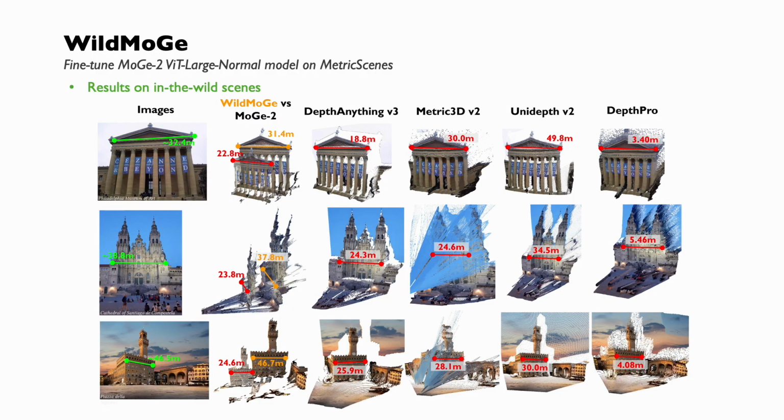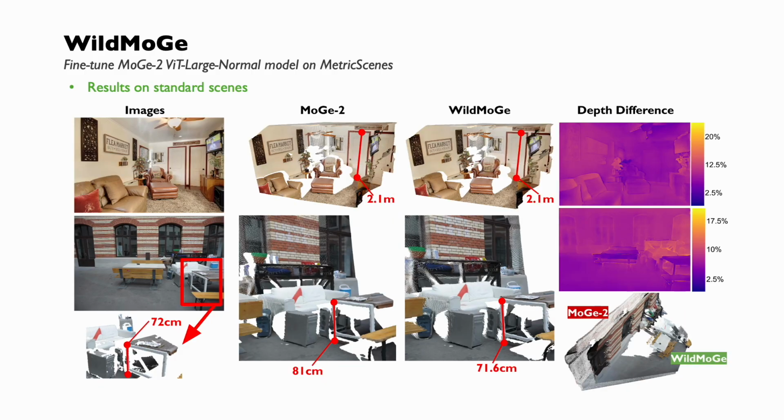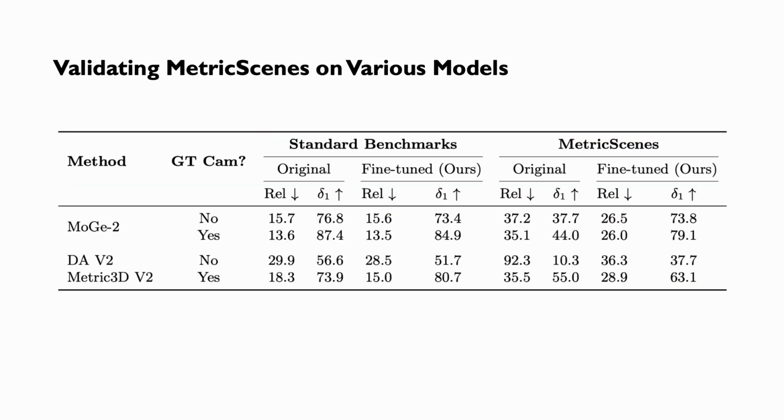We fine-tune MoGe-2 on our MetricScenes dataset and name it Wild-MoGe. Results show that Wild-MoGe consistently recovers more accurate absolute scales across diverse scenes, whereas previous methods all underestimate the scale of background structures. On the standard scenes, Wild-MoGe provides scale estimations consistent with or sometimes better than MoGe-2. We further show that fine-tuning on our dataset can also significantly improve other depth models' performance on in-the-wild scenes and yield gains on standard benchmarks in some cases.